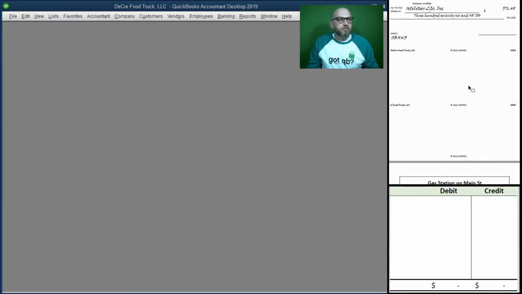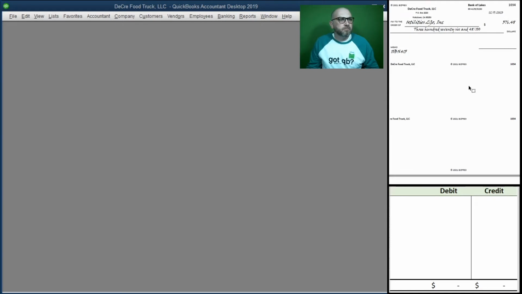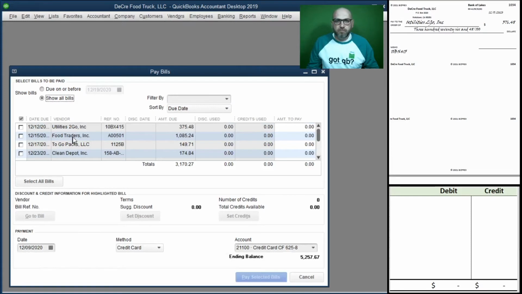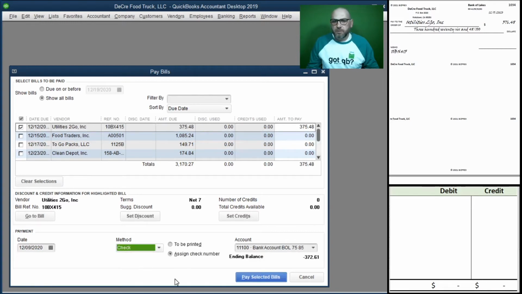So here we are. We're going to indicate that we're going to reflect it in our books. Okay, so here it is, utilities to Go. We're paying it on 12/9, in this case, check. So you can see previously in November we assigned check numbers. We printed check numbers. We were right here. Here we're going to assign it because we already wrote the check by hand. And now, our printer didn't work, so we're going to just indicate the check number.